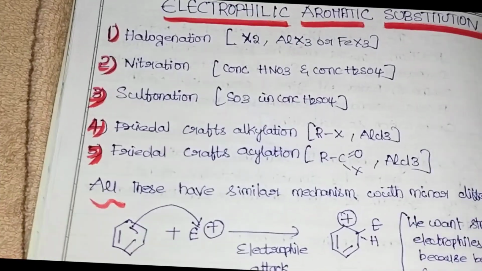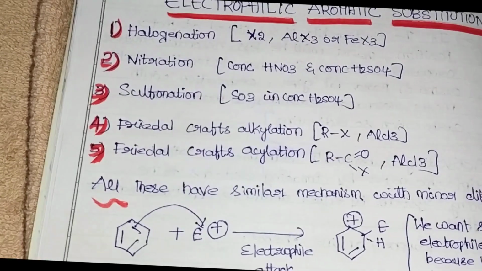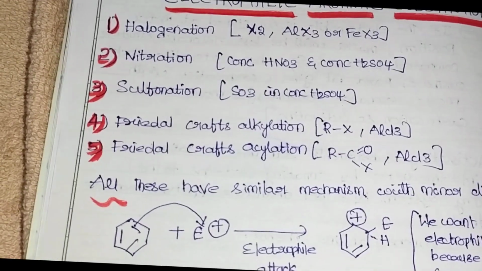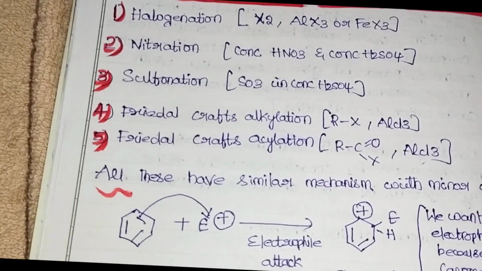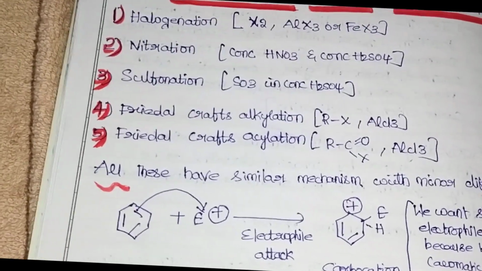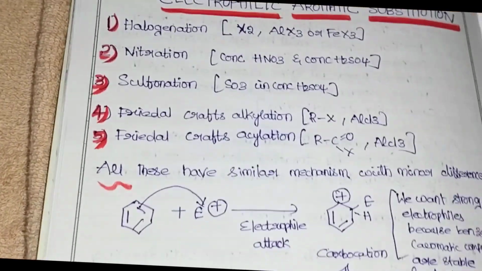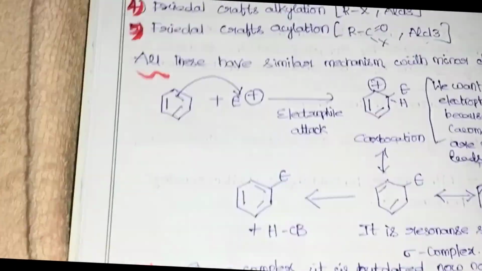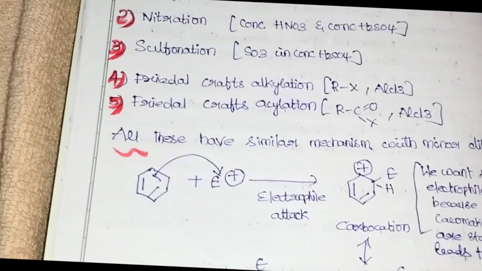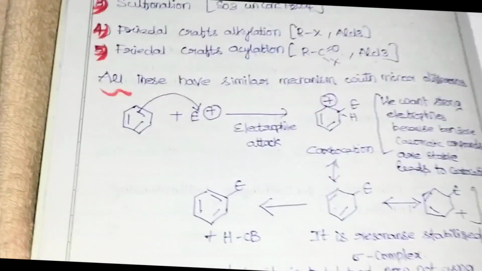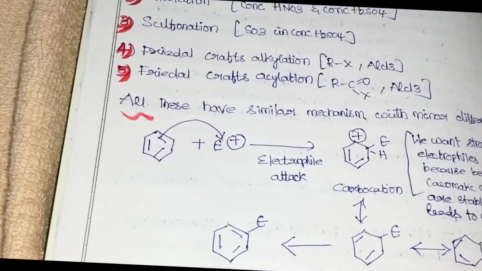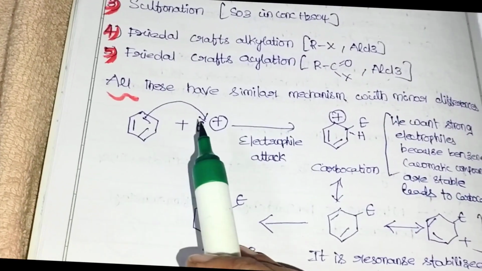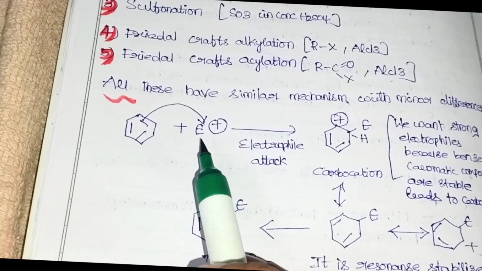All these reactions have a similar mechanism, with only very minor differences. So we can first understand the general mechanism of all these, and then each individually. To understand electrophilic aromatic substitution reactions, let's see first the benzene ring. When we talk about aromatic, we remember the compound benzene. When benzene is attacked by an electrophile, it is called electrophilic attack.